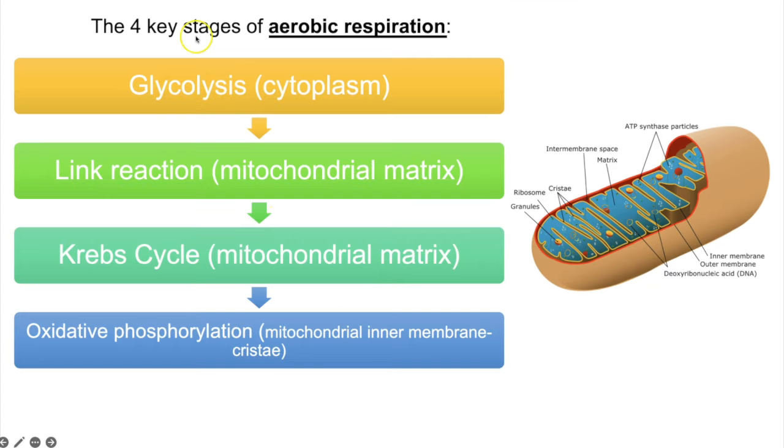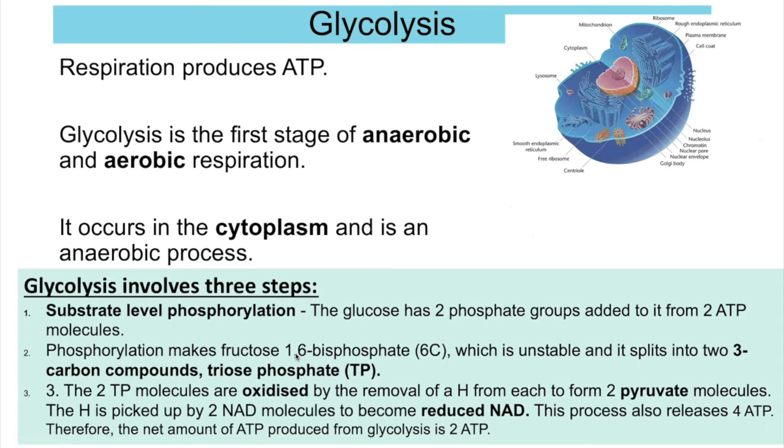Starting with aerobic respiration, there are 4 key stages: glycolysis, the link reaction, the Krebs cycle, and oxidative phosphorylation. You need to know where all 4 of those stages happen within the cell. Glycolysis happens in the cytoplasm, but the other 3 stages all happen inside of the mitochondria. The link reaction and the Krebs cycle are within the mitochondrial matrix, which is shown in blue on this diagram, and it's the fluid-filled center. Oxidative phosphorylation, the final stage, happens on the cristae, which is the name for this folded inner mitochondrial membrane shown in yellow.